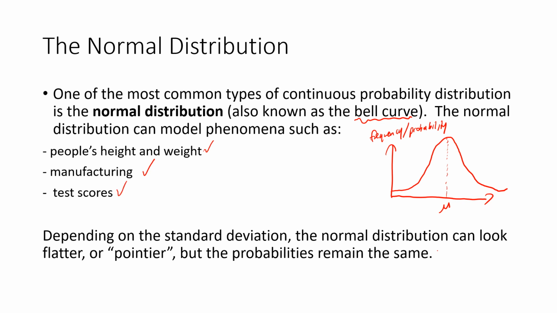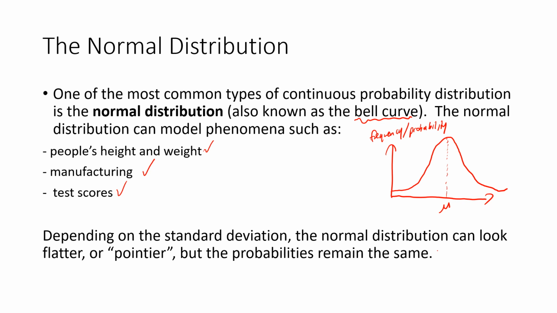Test scores. If you took a large group of students and had them write a test, it would be centered around a mean. And the further away you go from the mean, the less likely that a student will get that score. So there can be a lot of students who do quite well on the test, and some students who do a bit better or a bit worse, but a lot fewer students who do much better or much worse. Okay, so those are examples of things that can be modeled by a normal distribution.